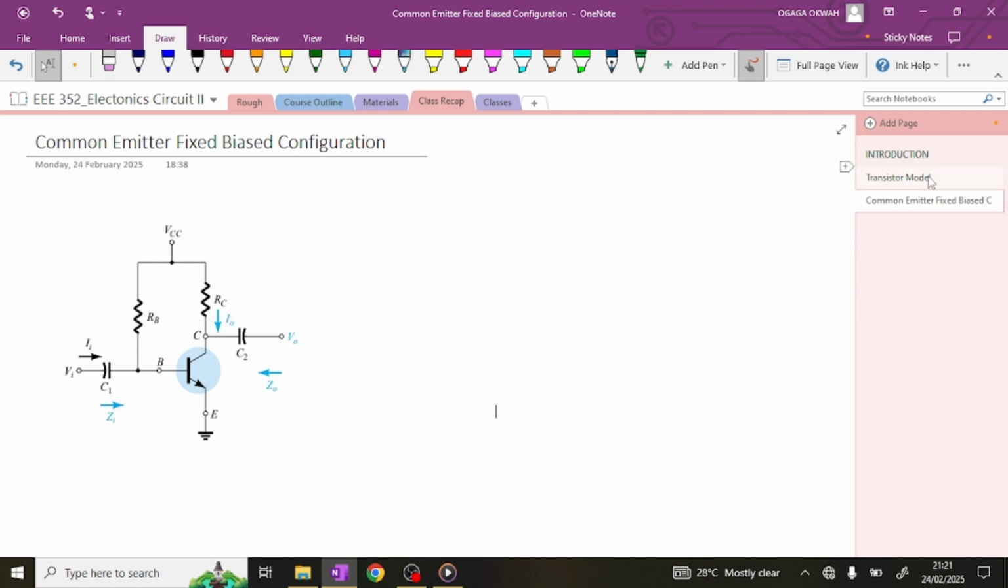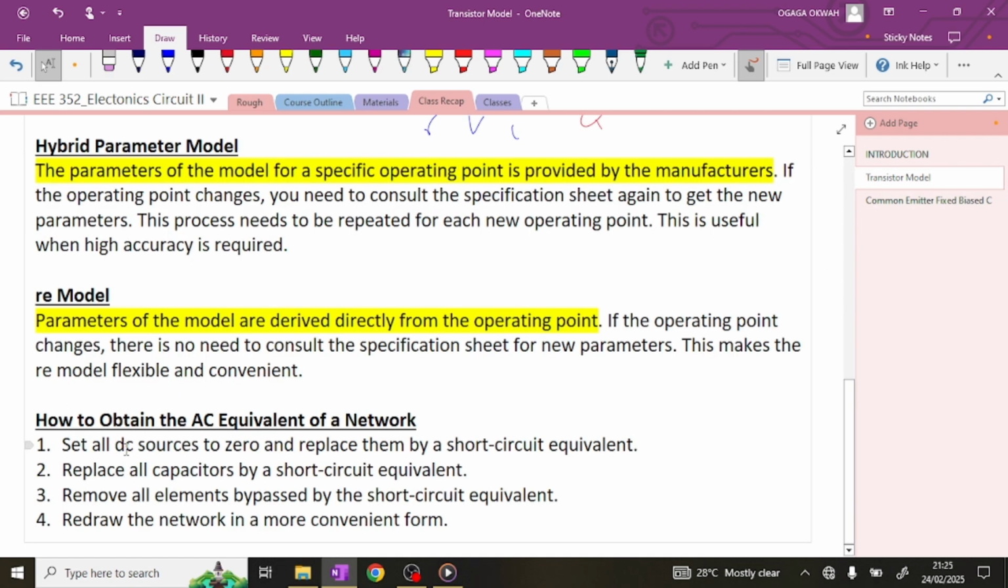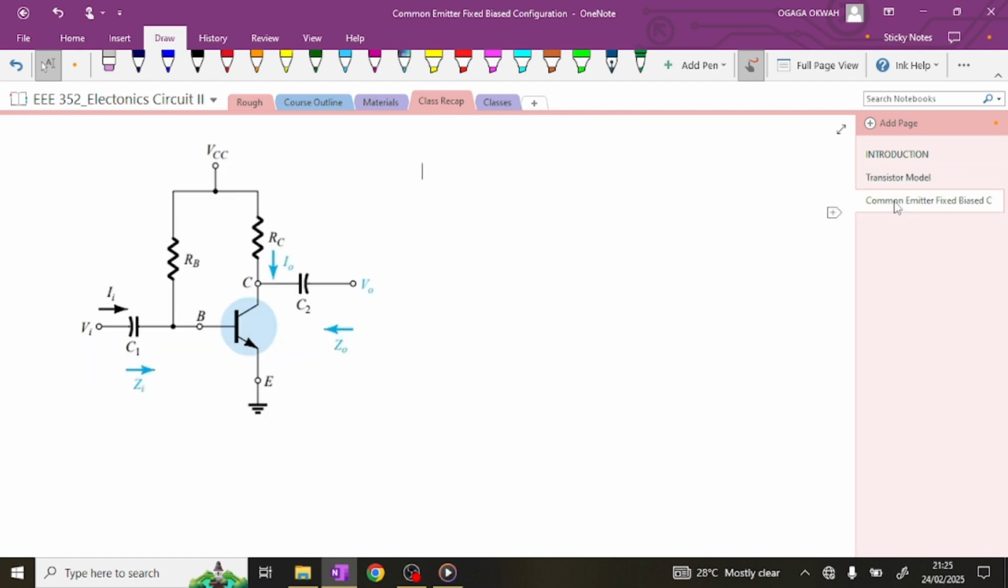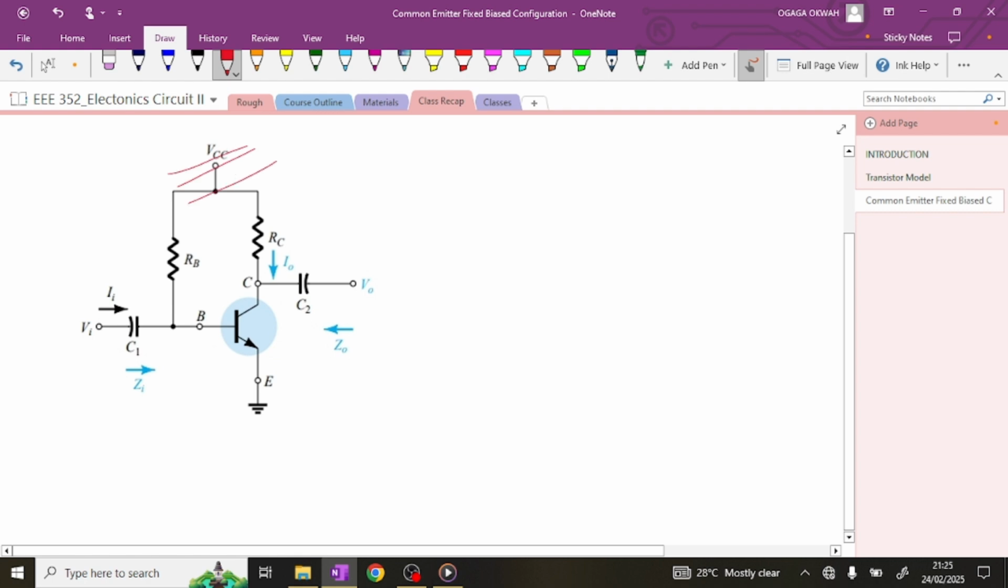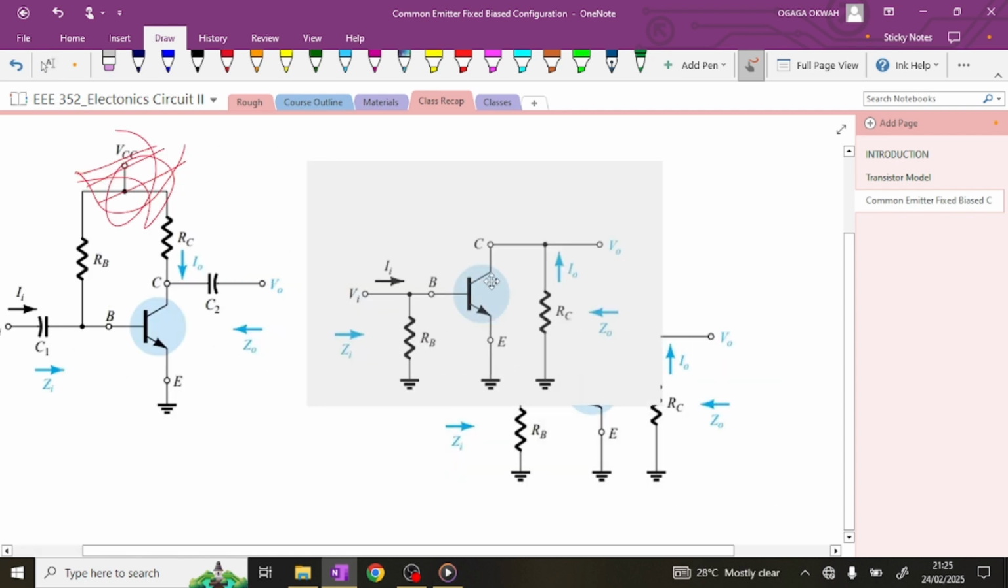All right, so the first step is to set all DC sources to 0 and replace them with a short circuit equivalent. What that means is replace all DC sources with 0. That means this guy will be out of the game, that guy will be out of the game, so this place will be out. So we are going to have the same circuit, but it's going to look like this.